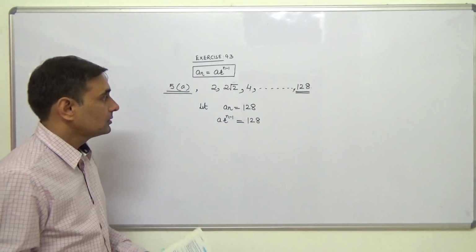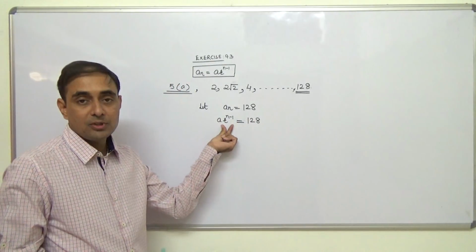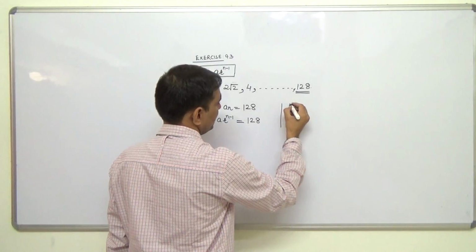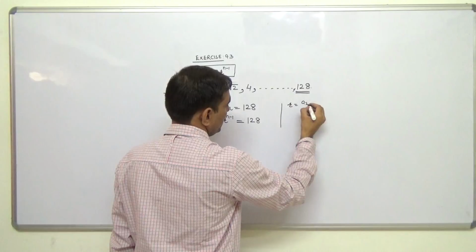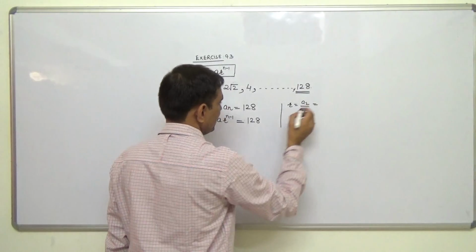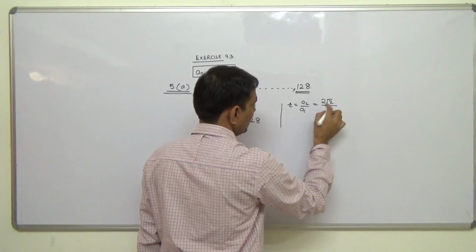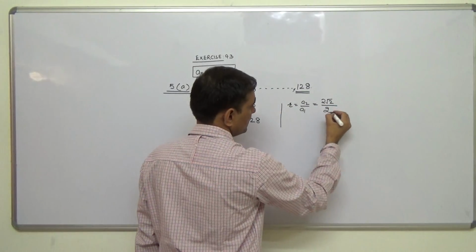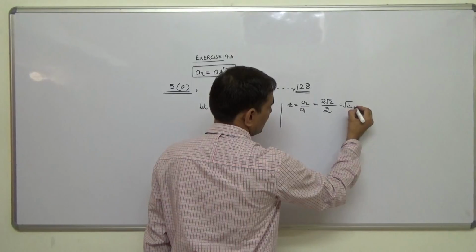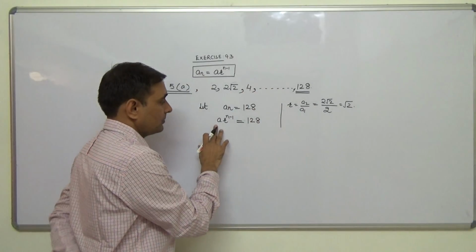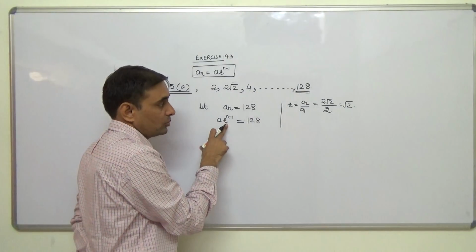Now for this we will need r. What is our r? r can be obtained by r is equal to a2 by a1. And what is a2? 2 root 2. What is a1? a1 is 2. So it is root 2. That is, r is root 2, right? Now we have a and r both, right?